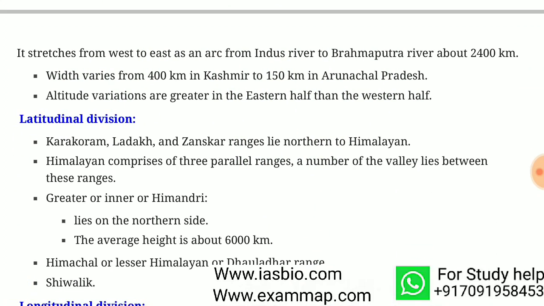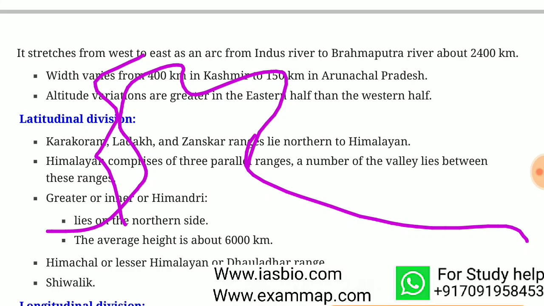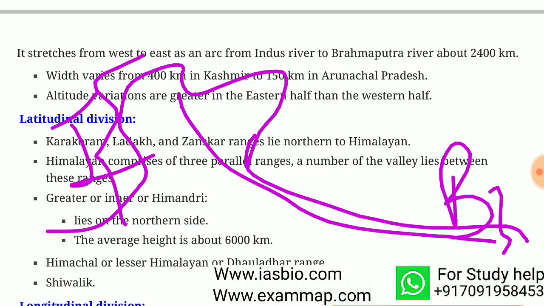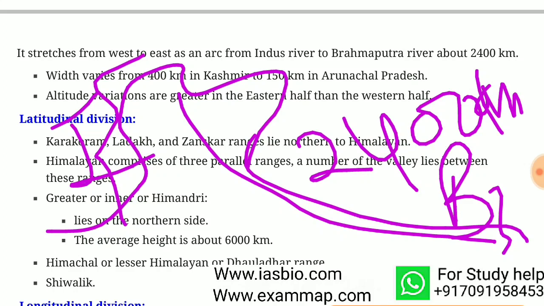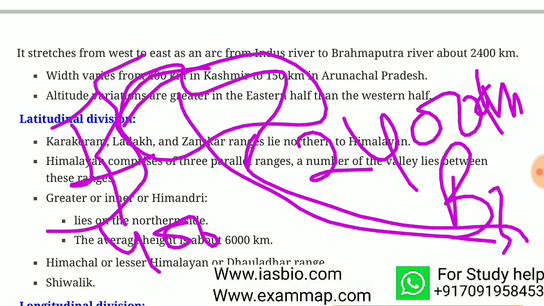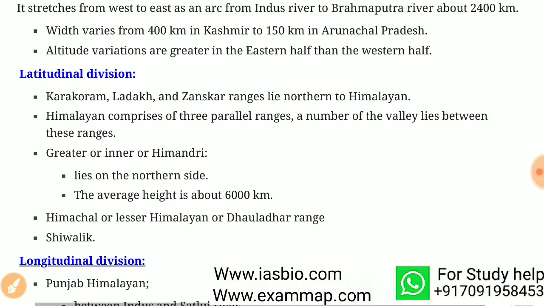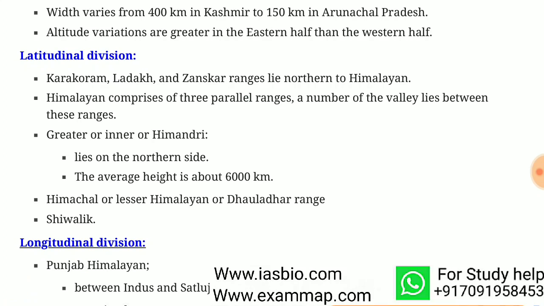It stretches from west to east like an arc, from the Indus River to the Brahmaputra River, and has a range of 2400 km. It has a width of 400 km in Kashmir to 150 km in Arunachal Pradesh. Altitude variations are greater in the eastern half of the Himalayas than the western half.